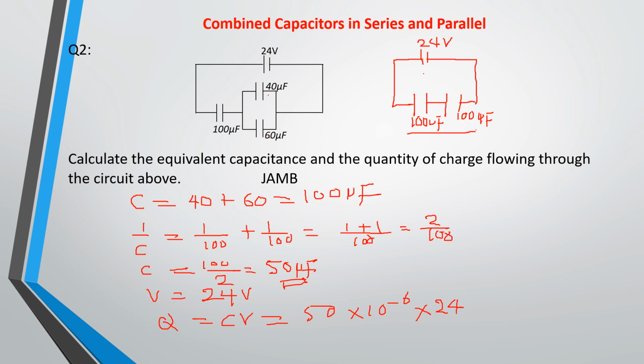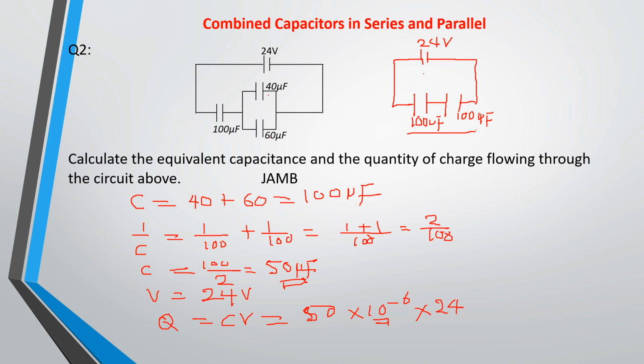Now, why did we multiply this by 10 to the power minus 6? Because quantity of charge is in coulomb. Although you can even write it in microcoulomb, for ease of understanding we'll write it in coulomb. And to convert microfarad to farad, you multiply it by 10 to the power minus 6. We discussed that one before. That's why we have this 10 raised to the power minus 6.